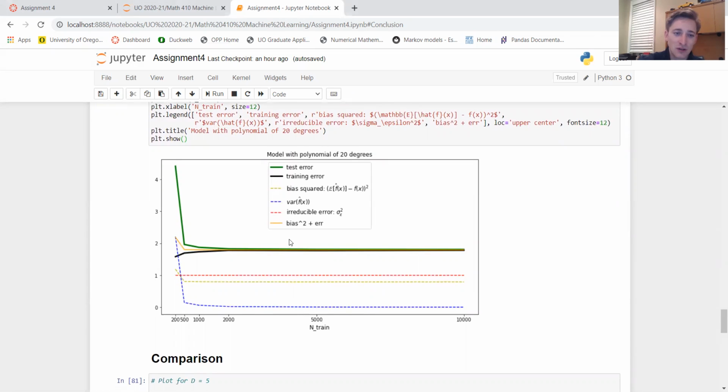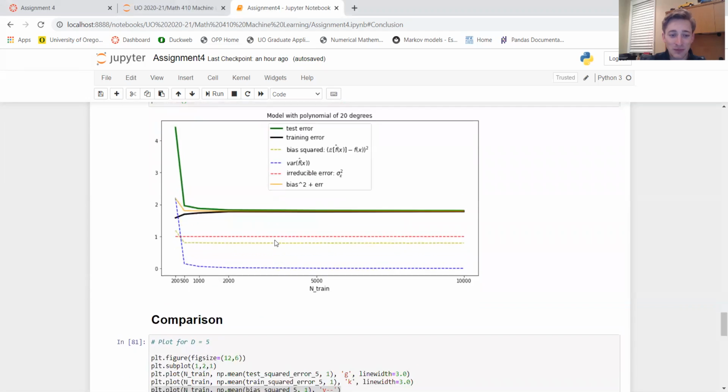Now we can see a much different image here, where notice that the test error and the training error are much lower. And initially we start out with high variance and low bias. Once again, our test and train error converge to this orange line, which is the bias squared plus the error. So we can verify that that is indeed true.